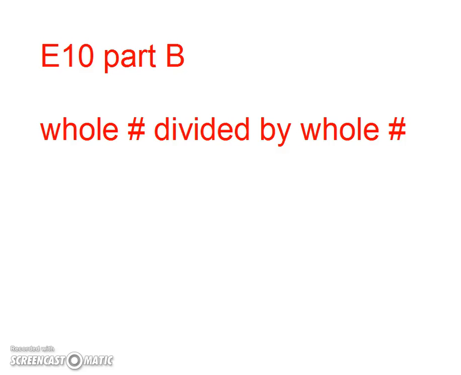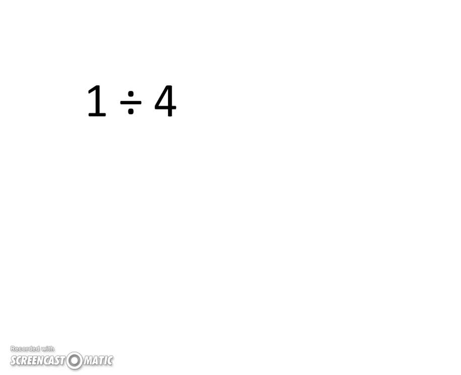This video is going to help you when you're dividing a whole number by a whole number and you end up with a decimal in your answer. So if I was going to do 1 divided by 4, notice the 1 is first, so that's really my dividend. That's what's going in the box. My divisor is 4, it's outside the box.